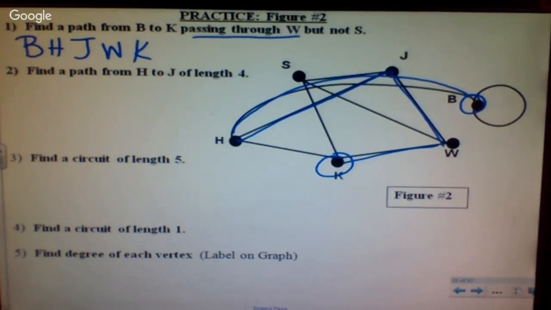Take a couple minutes and try the other ones and see what you can come up with.